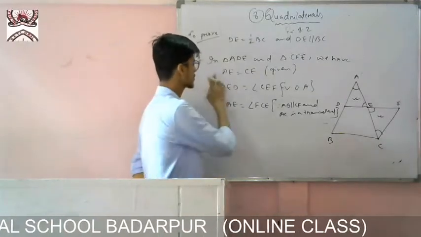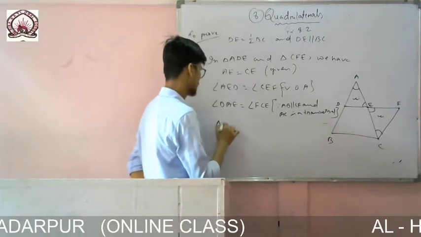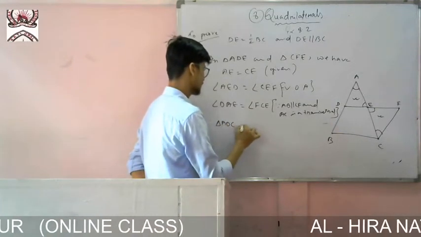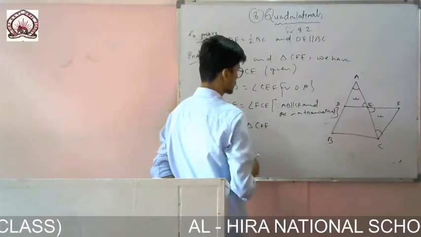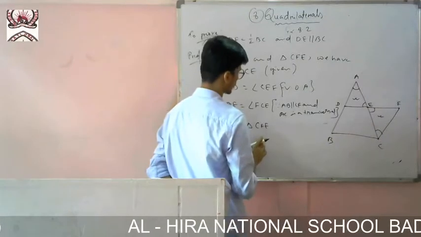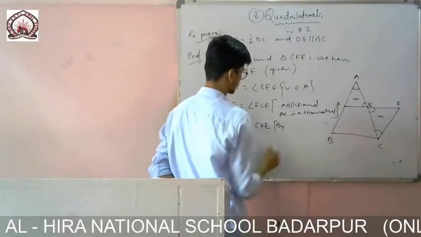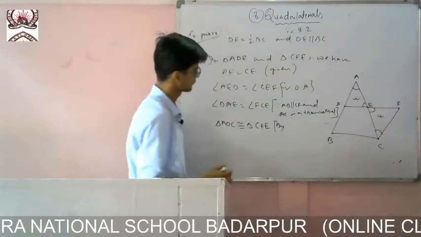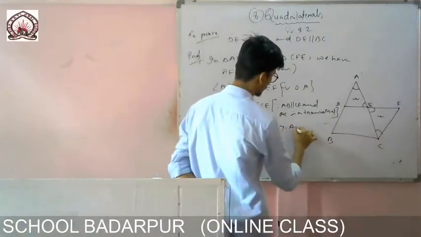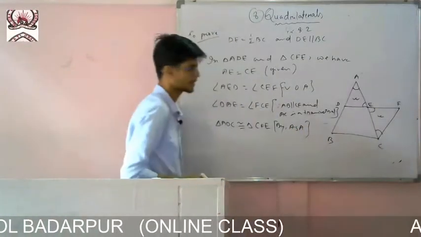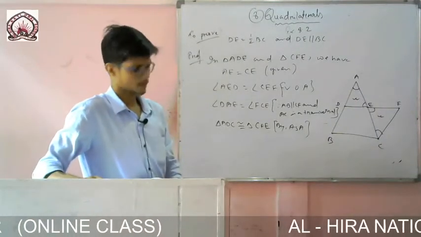So with these three criteria, we have two angles and one side, so I can say that triangle ADE is congruent to triangle CFE. Okay, CFE by, you see here, two angles and one side, so by angle side angle criteria. Okay, so what we have done, I have proved that these two triangles are congruent.